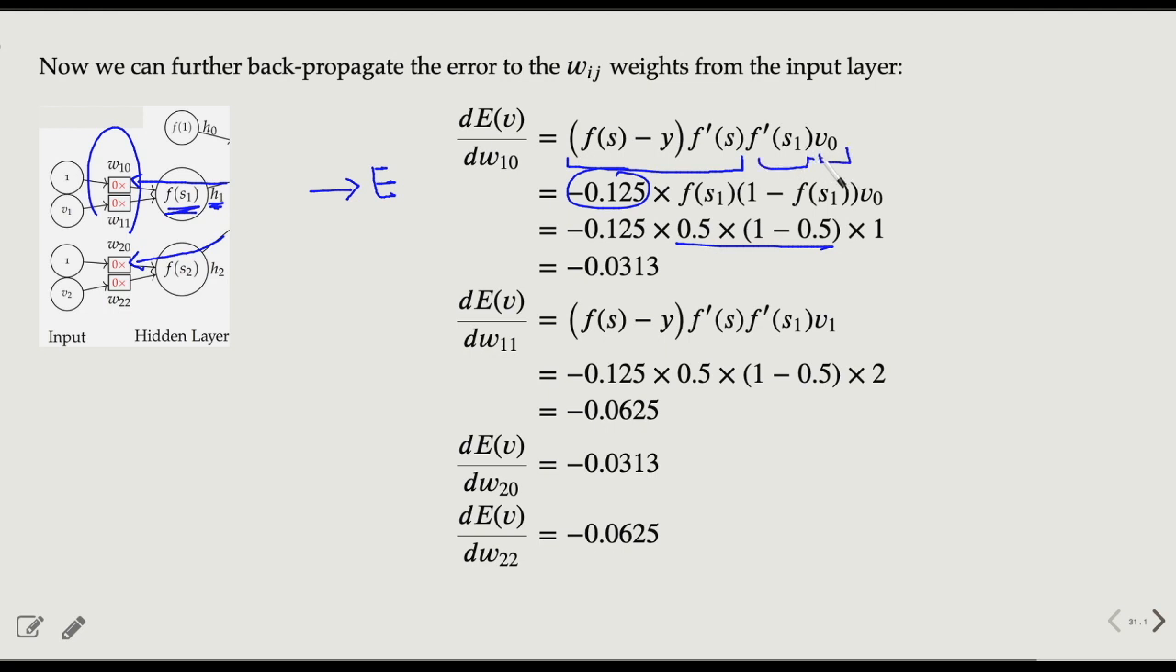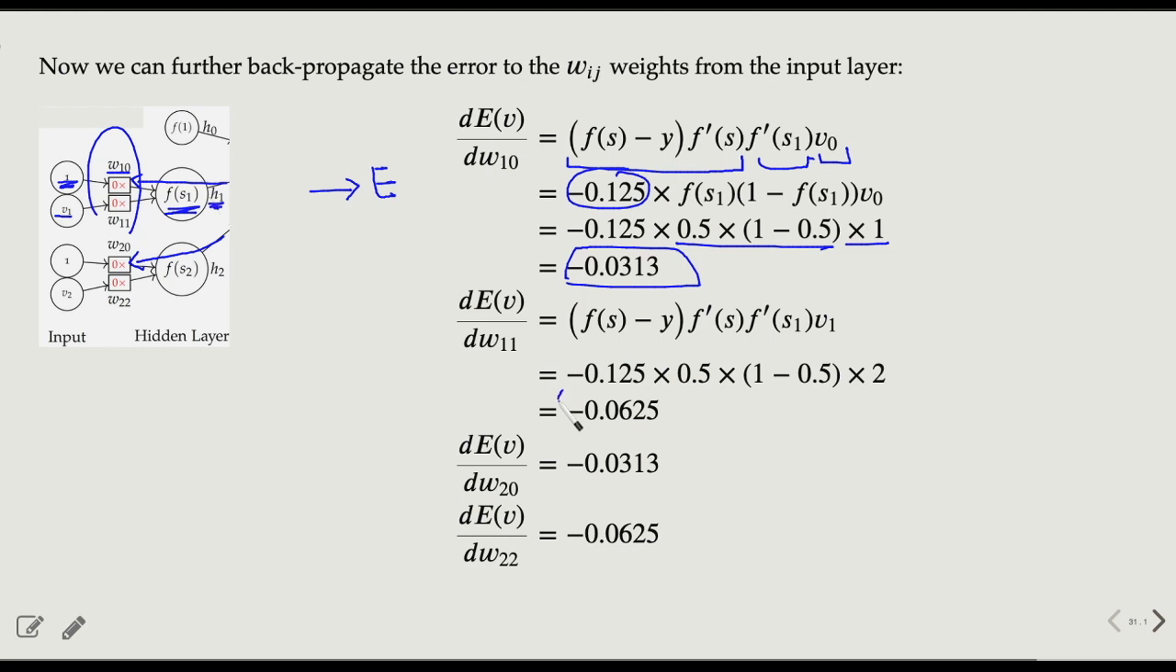In the end, there is also the value of V0, which is the bias variable here, which is 1. So we can compute the derivative with regard to the weight here. This weight is for the bias. We can do likewise for the weight W11 for V1 to hidden node 1.